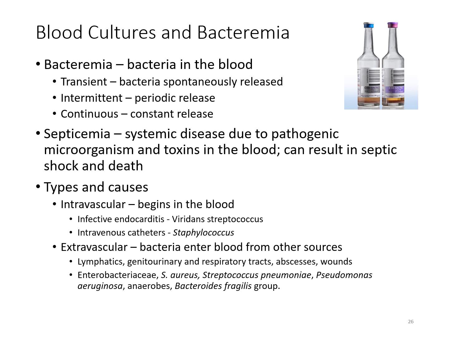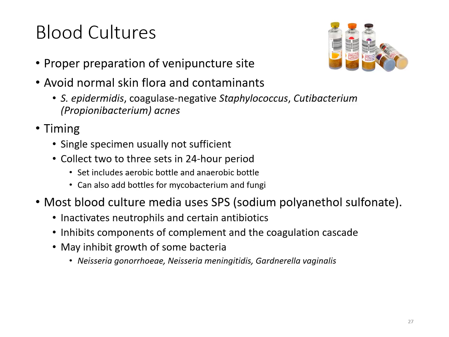There is an intravascular type of infection which begins in the blood. This can be a result of infective endocarditis or intravenous catheters. And then you have an extravascular, in which the bacteria enters the blood through some other source. So this will be like an infection that's somewhere else, and then it kind of progresses and makes its way to the bloodstream.